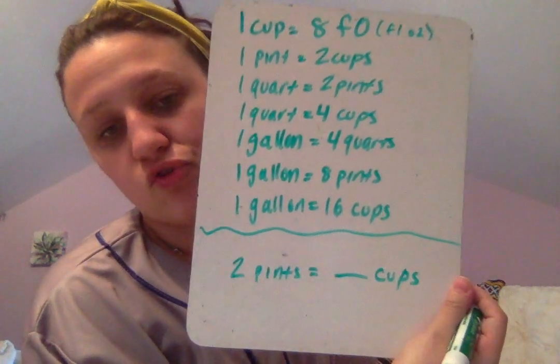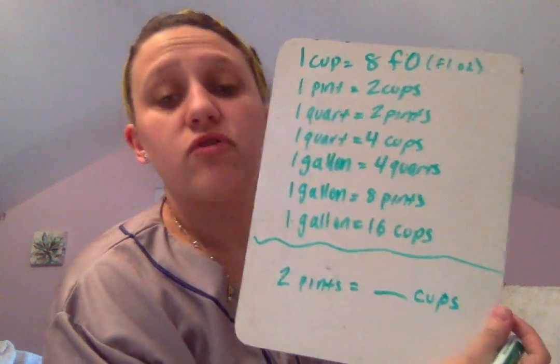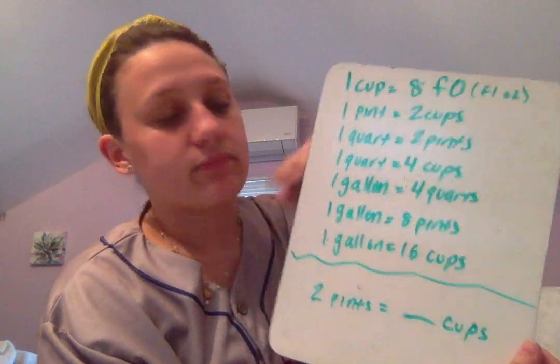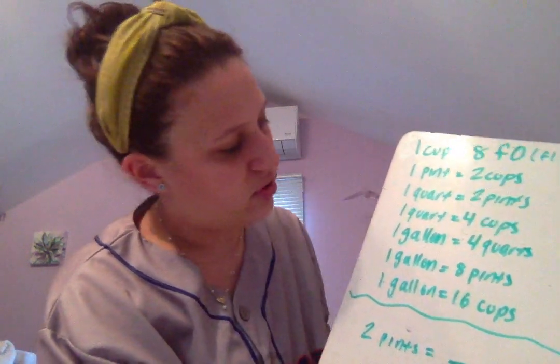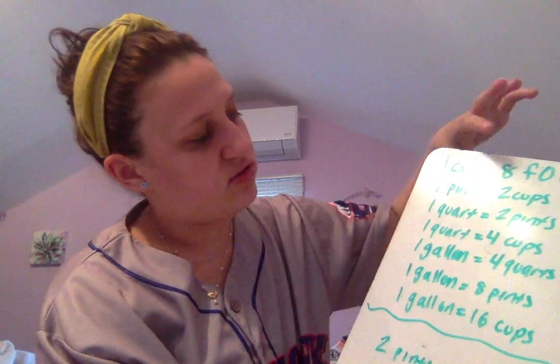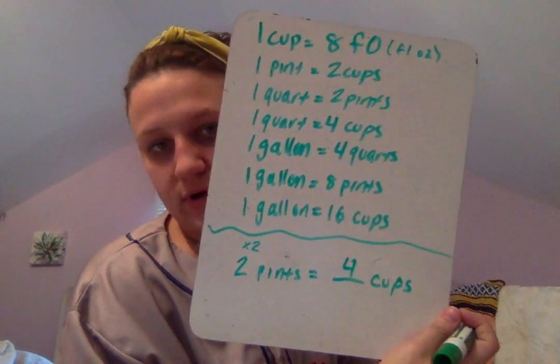If I were to put this as my first question, 2 pints equals how many cups? First thing we're looking for is pints. Here's a pint. 1 pint equals 2 cups. Multiply by 2 to get to 2, so this is times 2 times 2. So 2 times 2 is 4. 2 pints equals 4 cups.